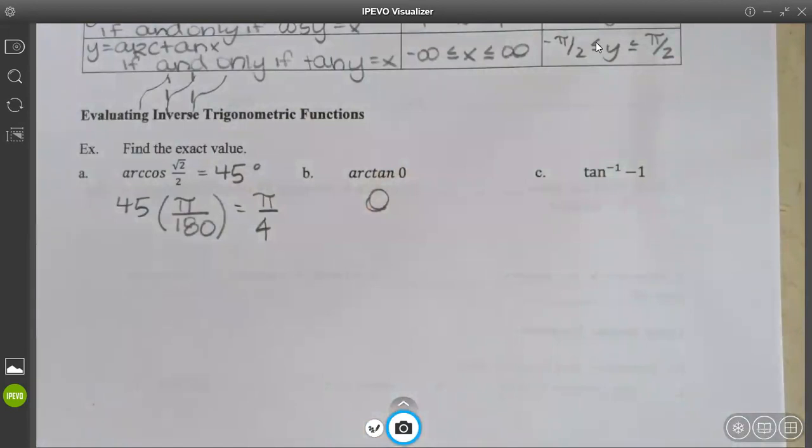We're only looking on the first quadrant. Okay, so we're not going all the way around. We're just looking at that first quadrant because it's restricted between what? Negative pi over 2 and pi over 2, right? Okay. What about this next one?